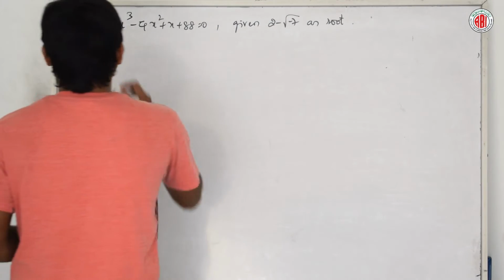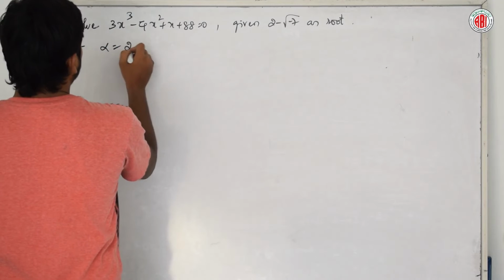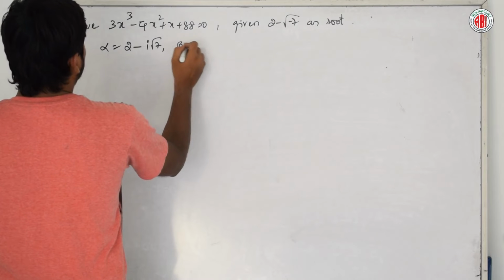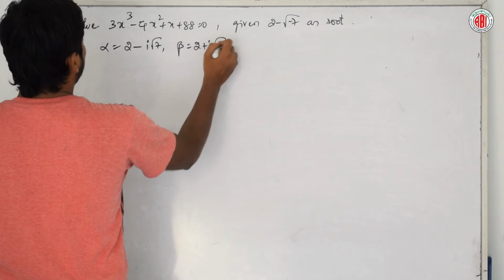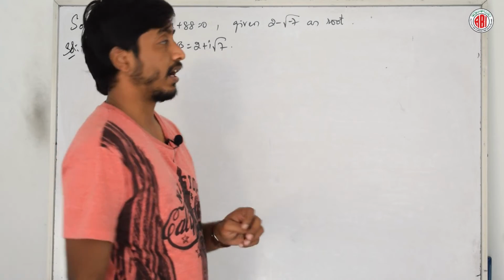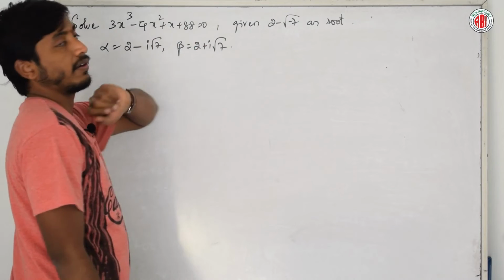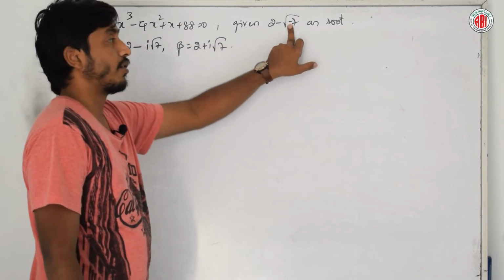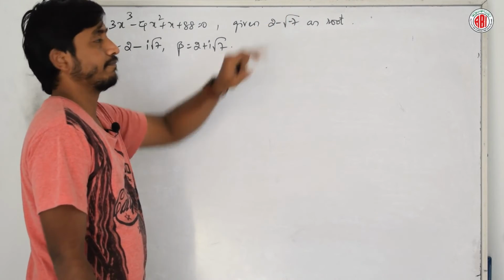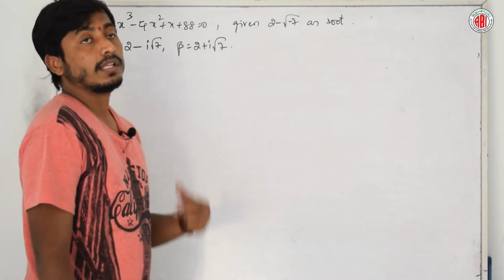So simply we can write alpha as 2 minus i root 7, then beta is 2 plus i root 7. Is it okay? No more confusions here, right? The main thing you have to remember is 2 minus i root 7, 2 plus i root 7, or this square root of minus 7 can be written as root 7 i. Done. Now what is the next step? We have to find the equation.